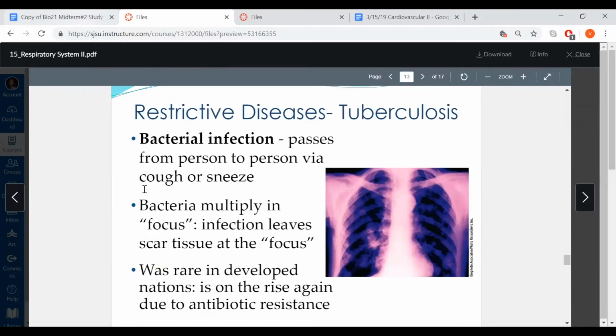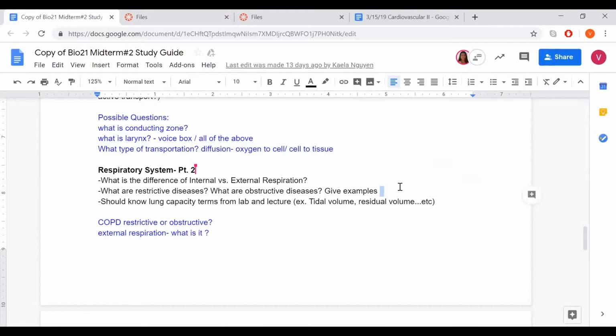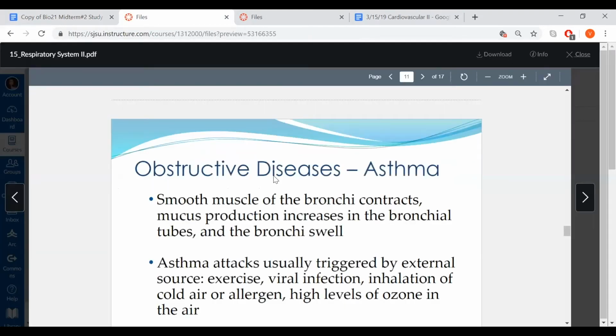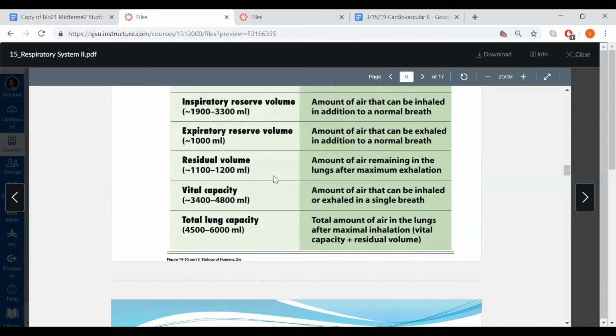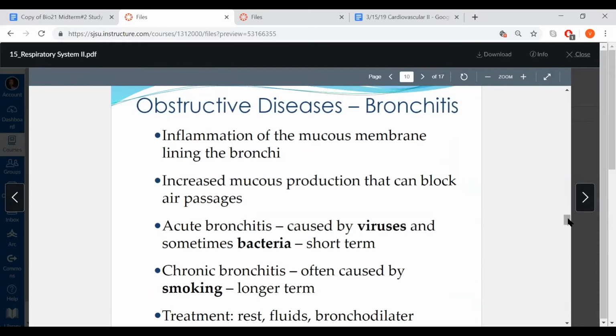Okay. Well, this is the second part of the respiratory system lecture. So before we answer that question, we're going to talk about restrictive versus obstructive diseases. So the restrictive diseases are, let's see, and I'm going to check just to make sure I'm telling you the right thing. Pneumonia and tuberculosis, they're restrictive. And the obstructive are bronchitis, asthma, and pneumonia.